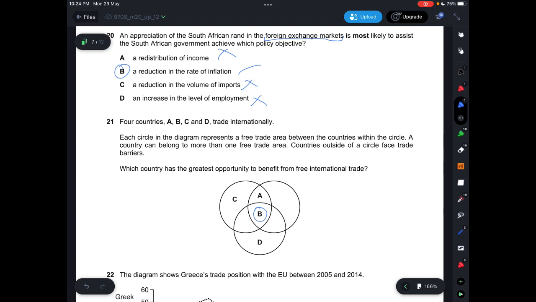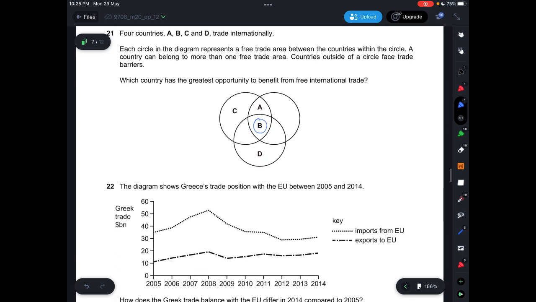B actually belongs to 3 free trade areas. So that means that B has the greatest opportunity to benefit from free international trade because it covers 3 areas. All the others you can see, for example, C, this portion is only for one particular area. Actually only one. And then A is two free trade areas, and then D is also only one. So the answer is B because it covers 3 free trade areas.